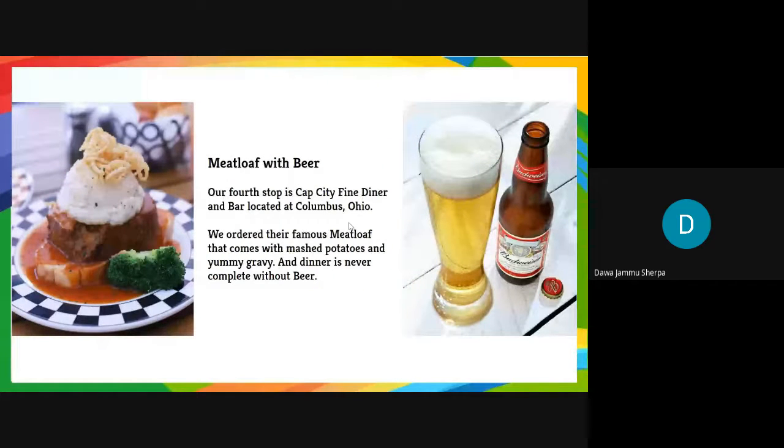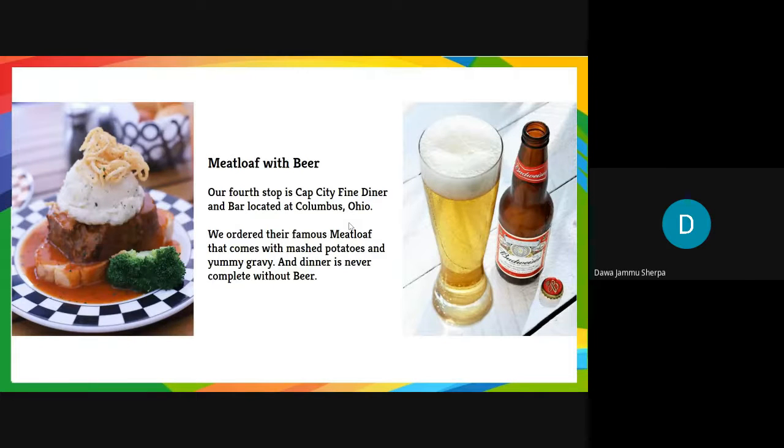After entering the restaurant, one of the attentive and smart waitresses, named Yuki, welcomed us, took us to the table, and provided us the menu. After a quick look at the menu, we decided to have meatloaf for our dinner, which goes with the beer. The food was great with lots of flavor, and another plus point, the service was amazing.